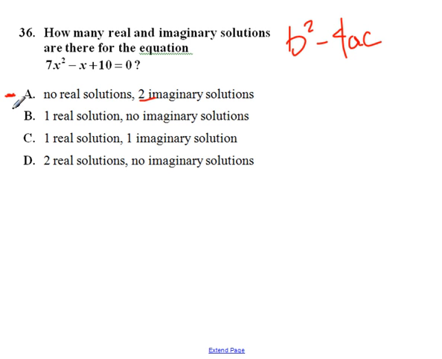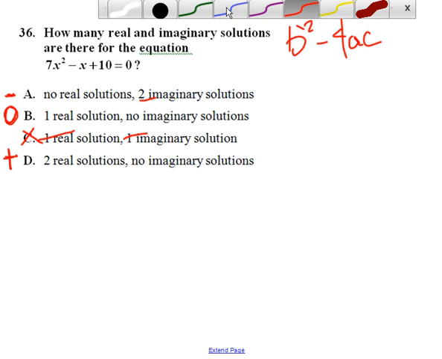If we only have one solution, that means it came out to 0, because plus or minus 0 only gives us the one solution. You are never going to get one real and one imaginary. It can't happen. So don't pick one real and one imaginary. And lastly, two real solutions is when it comes out to be positive. So those are all the different situations you have to work through there.